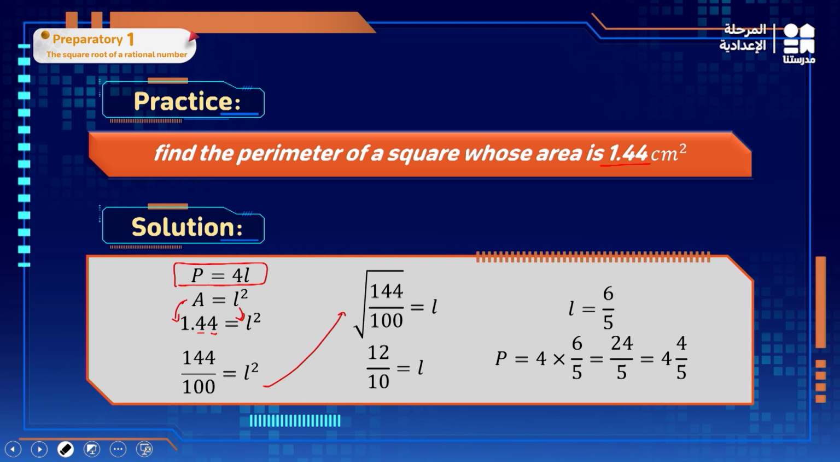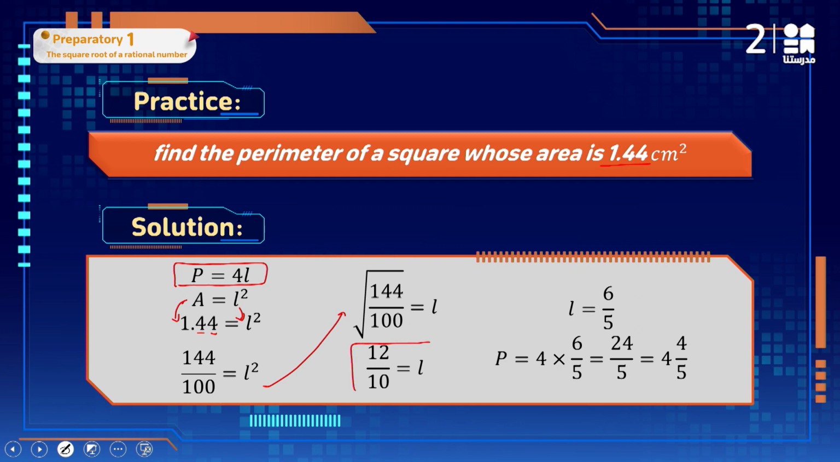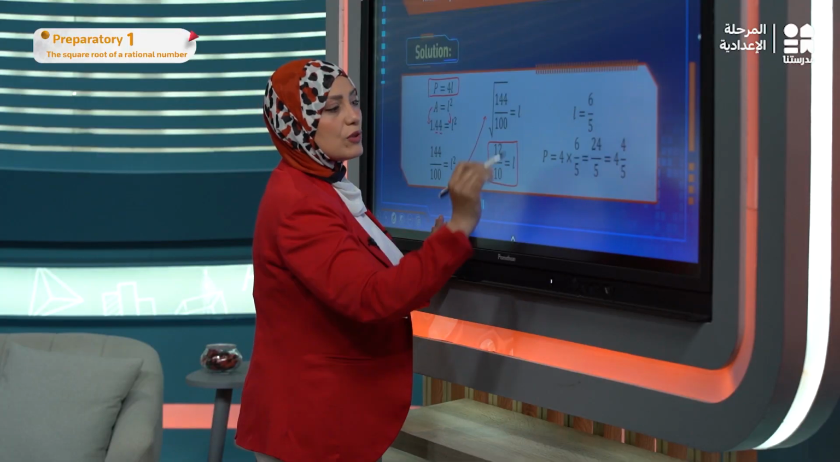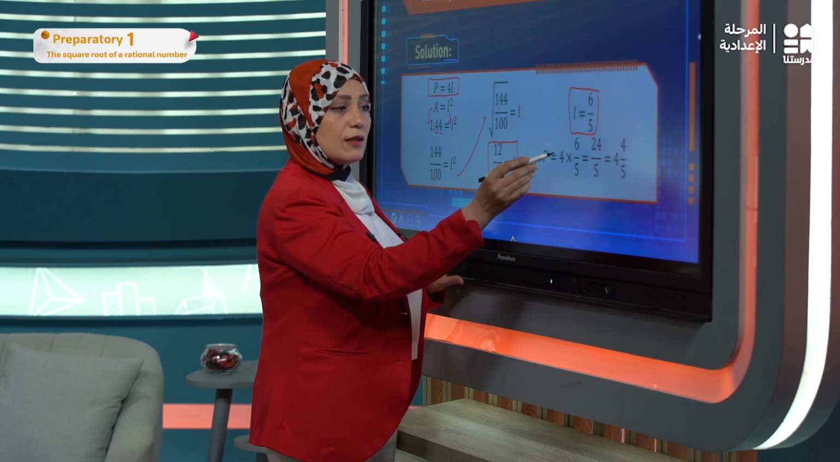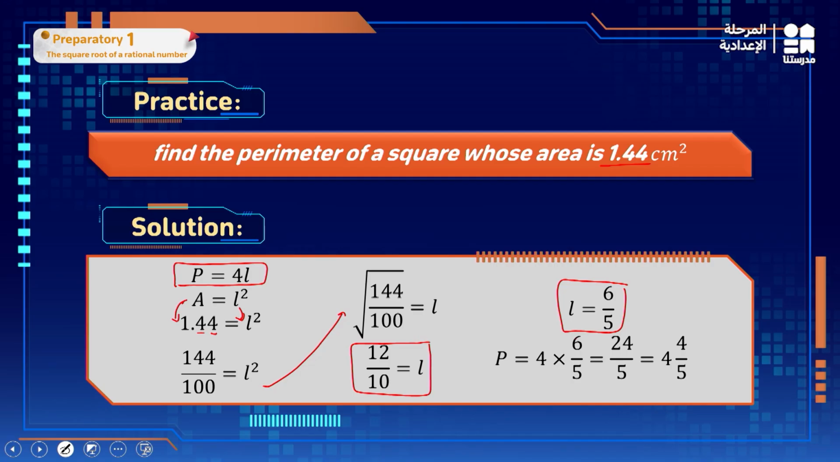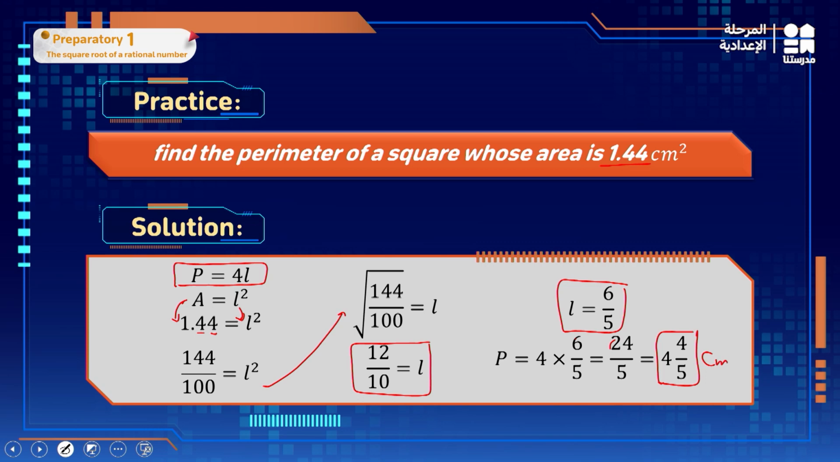So the absolute value of 144 is 12, and the absolute value of 100 is 10. Now we got the side length. To get the perimeter, we are going to divide by 2 up and down to simplify it. Then the perimeter equals 4 times the side length, which is 4 times 6 over 5, is 24 over 5, and dividing, it is 4 and 4 over 5. So that is the perimeter and the unit is centimeters.